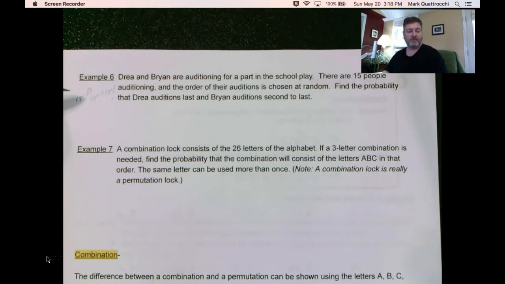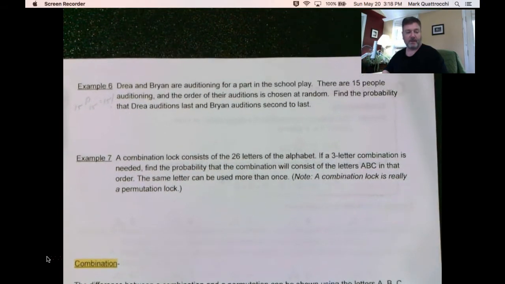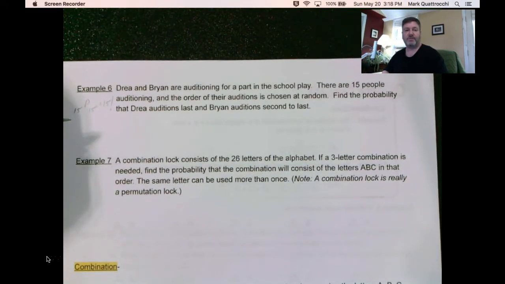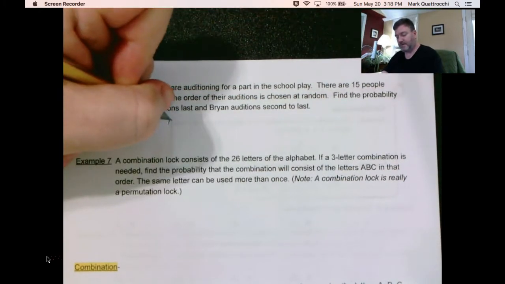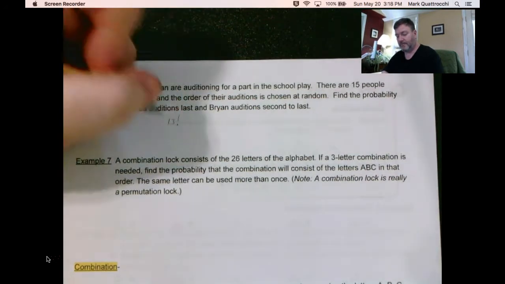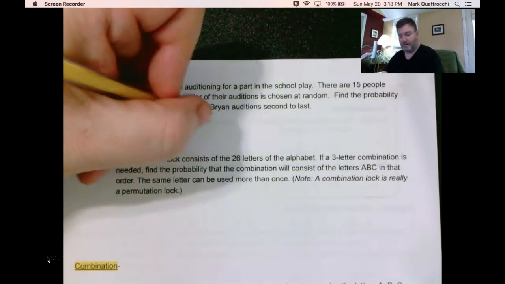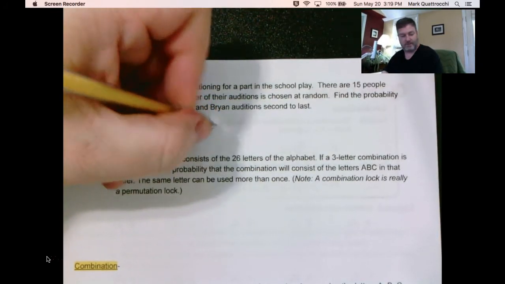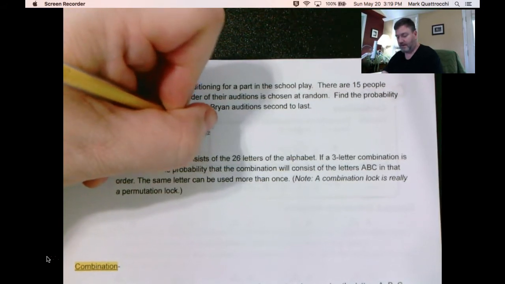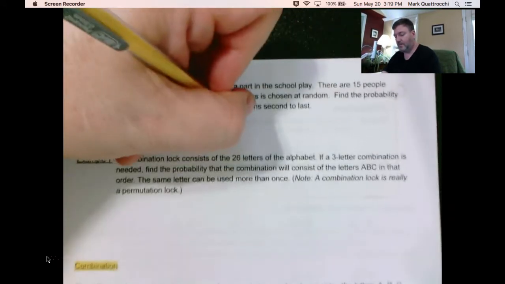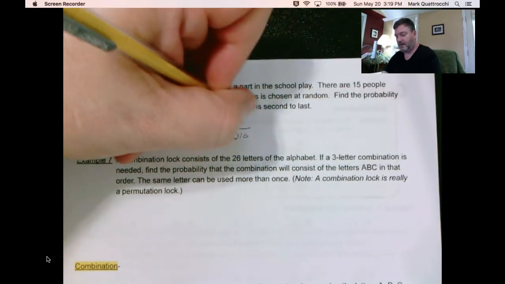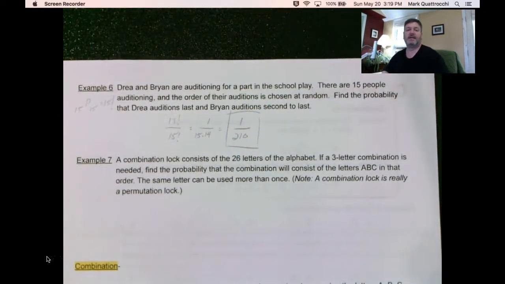We want the favorable outcomes. The favorable outcomes is where we have 13 of them chosen before we choose Drea and Brian. So that's 13 factorial over 15 factorial, which is 1 over 15 times 14, or 1 over 210. So 1 out of 210 possibilities will have Drea last and Brian second to last.